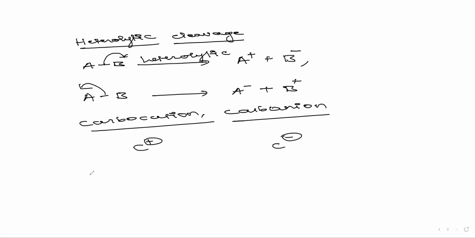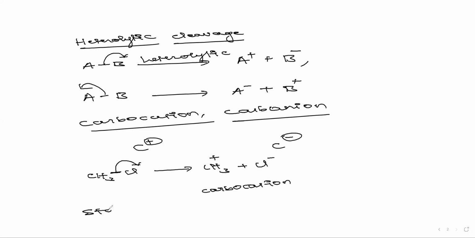Example, if you take CH3 and Cl, when it undergoes heterolytic cleavage between carbon and Cl, which one is the more electronegative element? Cl is the more electronegative element. So both the electrons shifted to Cl and the CH3 becomes positive and the Cl becomes negative. This we call carbocation. Then what is the stability order?